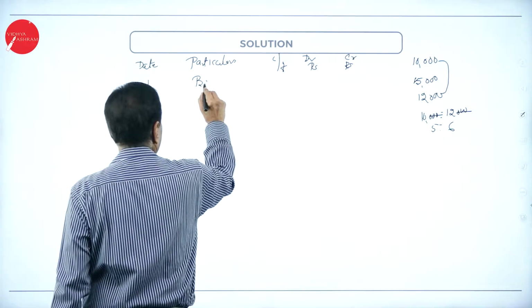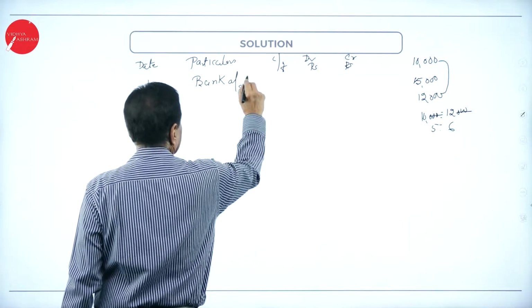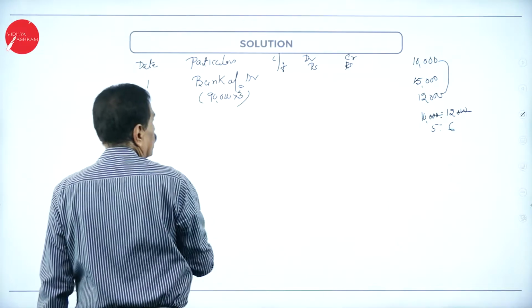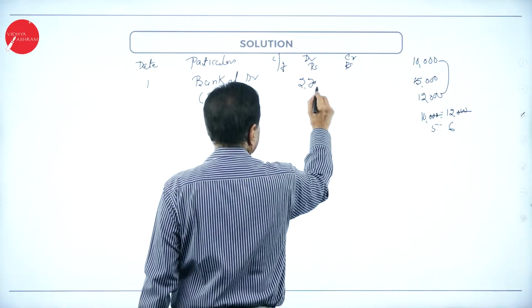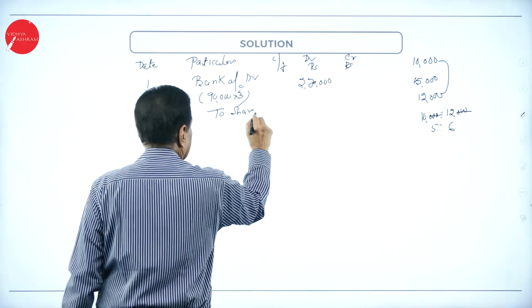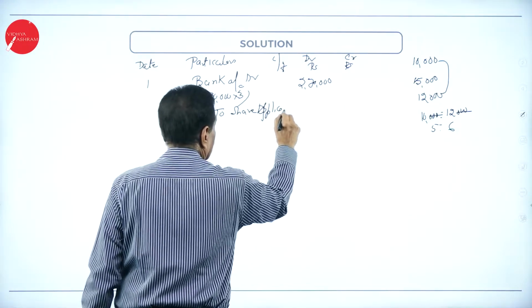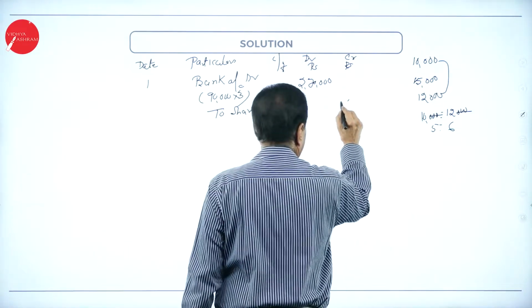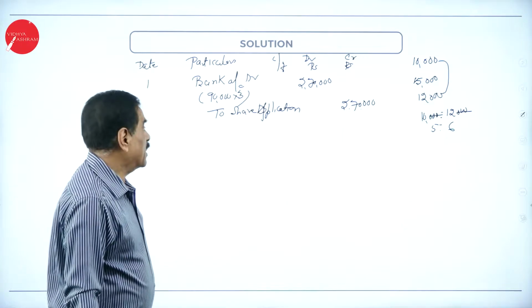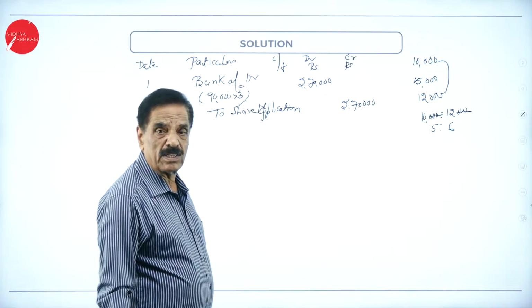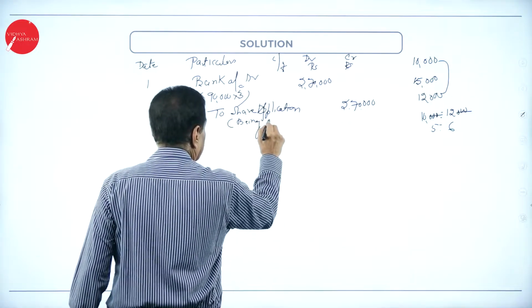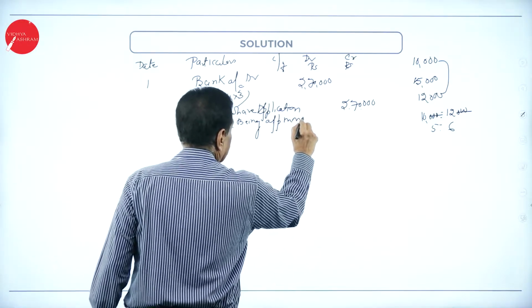Bank account debit, 90,000 into 3, 2,70,000, to share application account, 2,70,000. So what's the first entry? Bank account debit to share application account 2,70,000, being application money received.